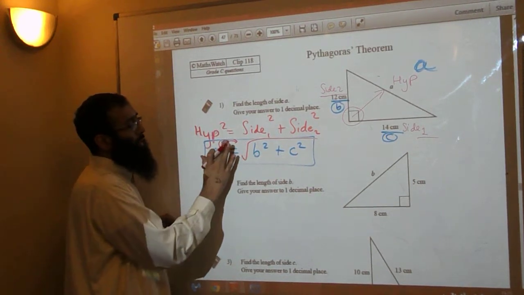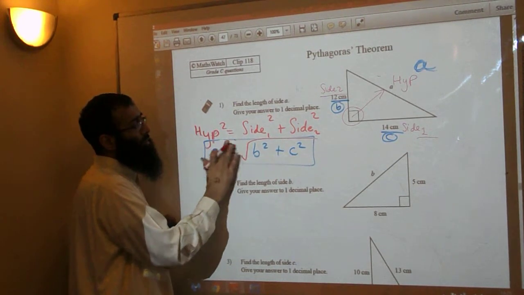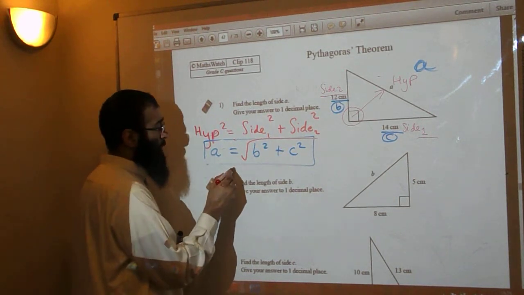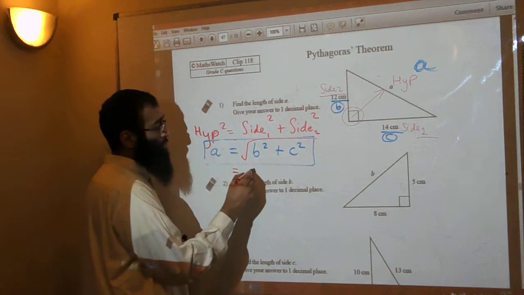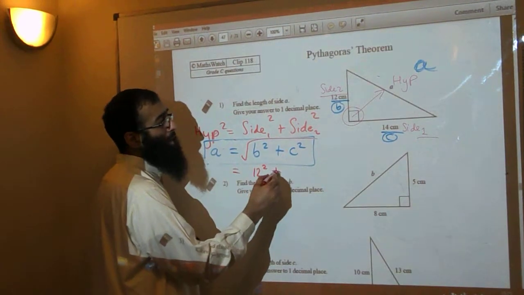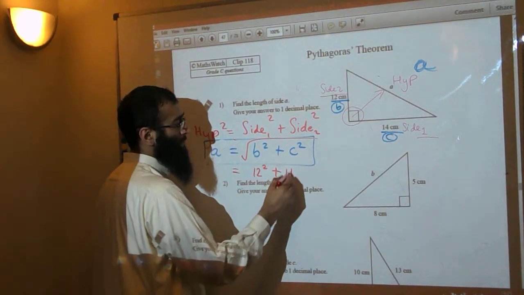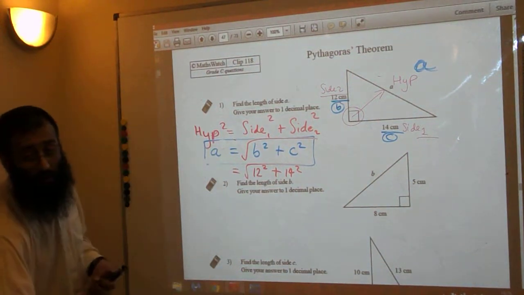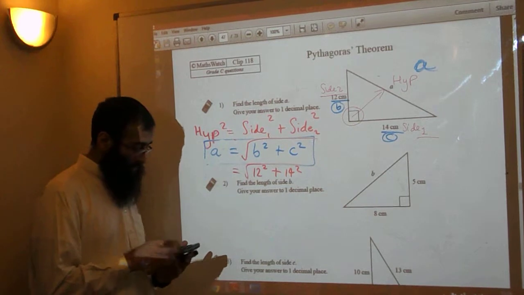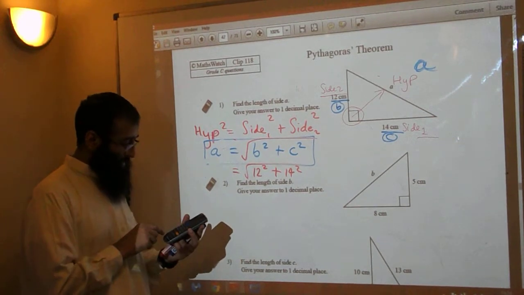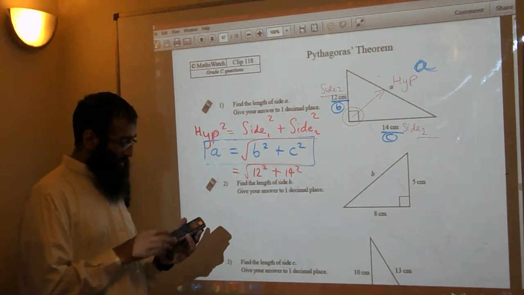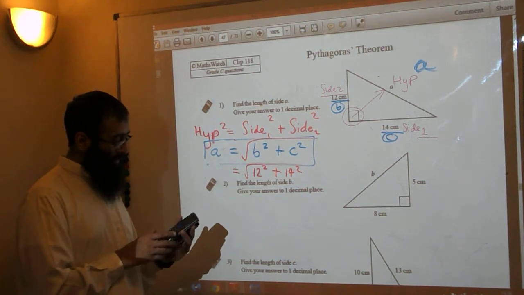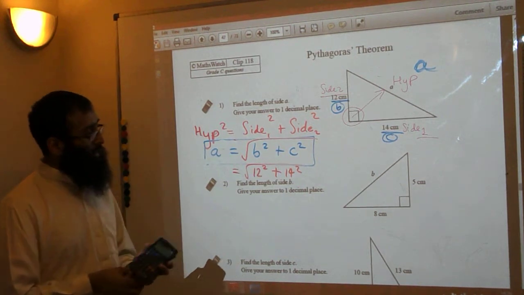We don't want to work out A squared, we want to work out A. So the square goes over and the formula gets changed to A equals the square root of B squared plus C squared. So let's put that into the formula now. B is equal to 12, 12 squared, add C is equal to 14, 14 squared, and square root that. So get your calculators out, press the square root button first. 12 squared plus 14 squared, hit the equal sign, and what answer does that give you?